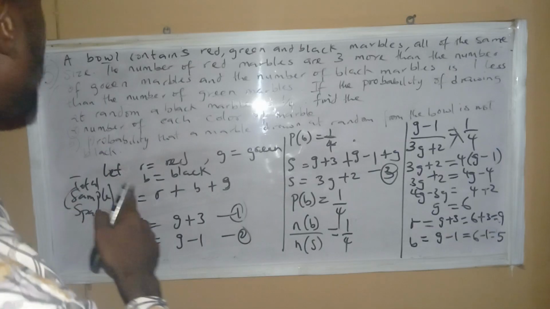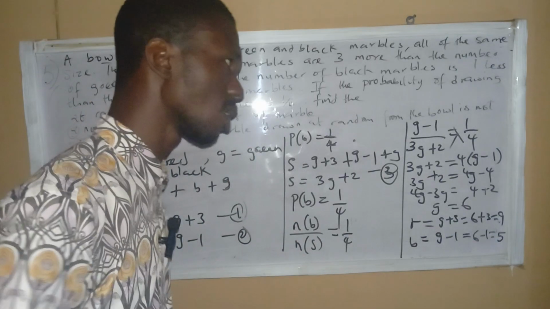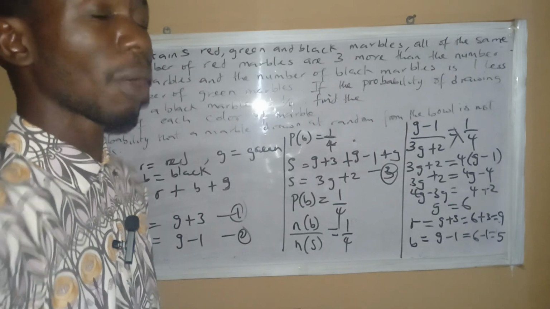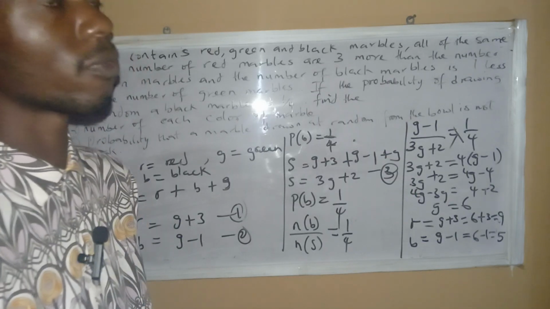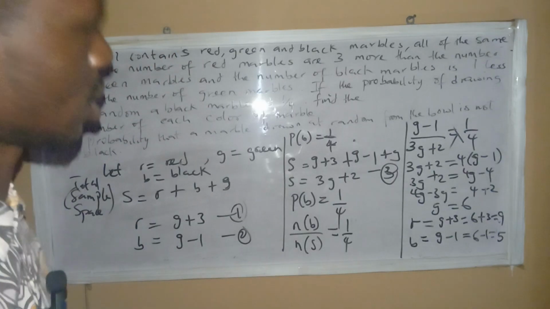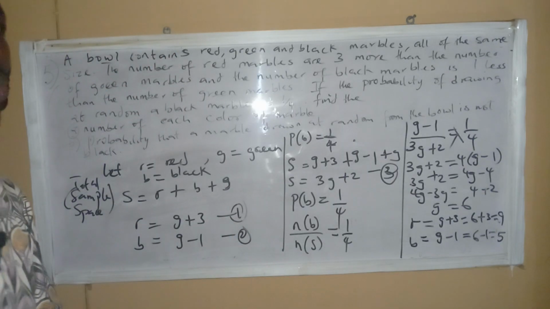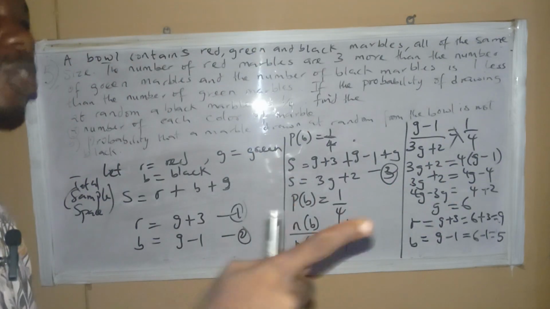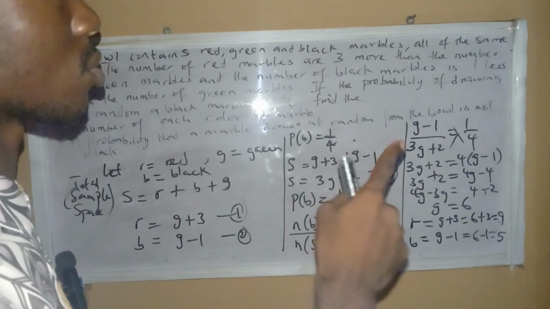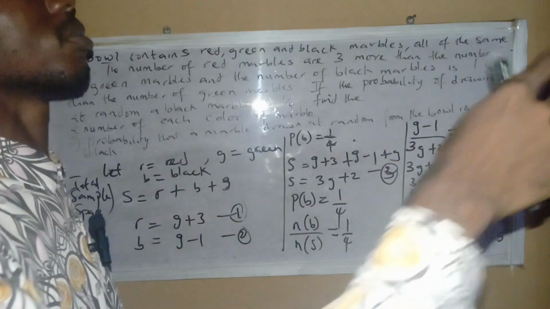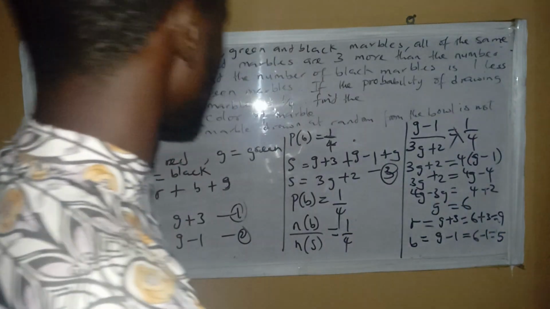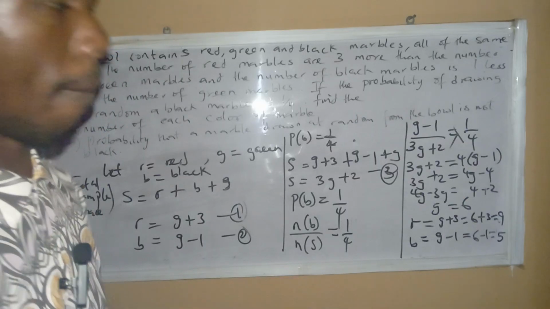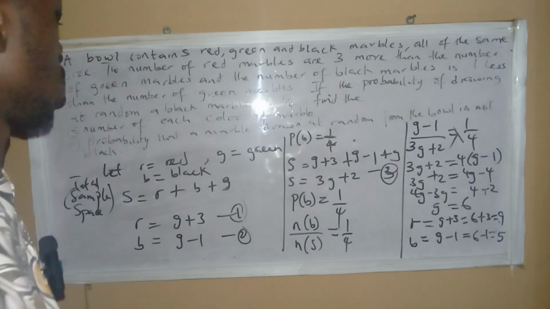How do we find the probability that a marble drawn at random from the bowl is not black? Very simple. The probability of something happening plus the probability of something not happening is equal to 1. Please correct that statement: possible plus not possible is equal to 1. So something not happening can be 1 minus something happening.